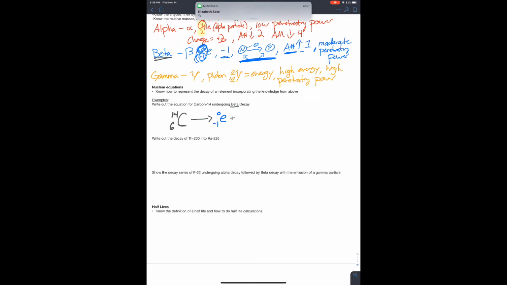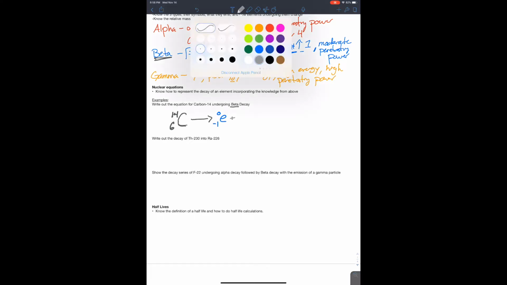That means that the atomic number, hold on, gotta let her know not to text me. Okay, I could have gotten, well, I actually really wouldn't have gotten anything, so I don't know.